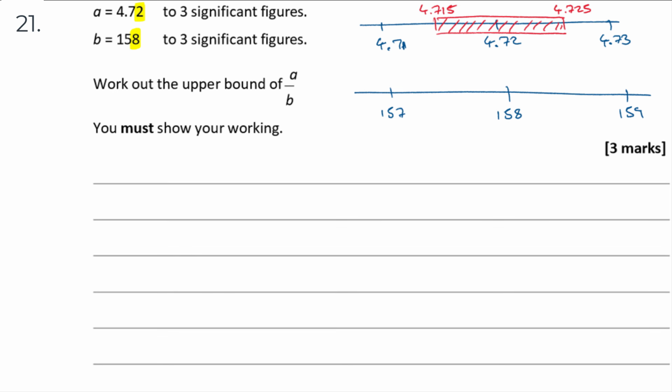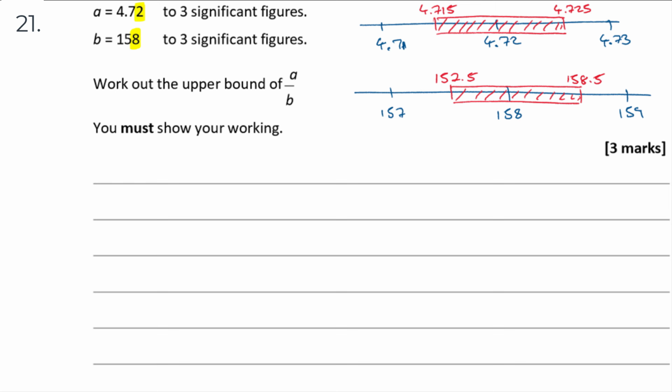So that means that the numbers that round to 158 are going to be halfway between those or closer. So this range, all these are going to round to 158. That lower bound there is halfway between 157 and 158. That's going to be 157.5. And the upper bound is going to be halfway between 158 and 159. That's going to be 158.5. Okay? Right. Now we need to work out the upper bound of A over B.